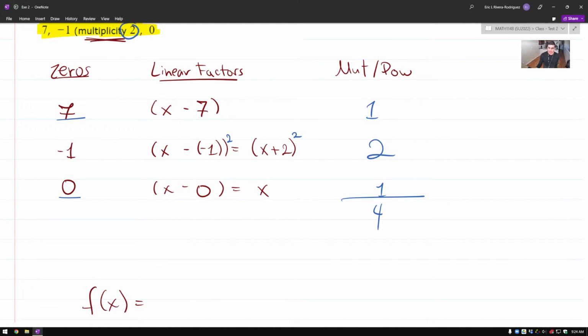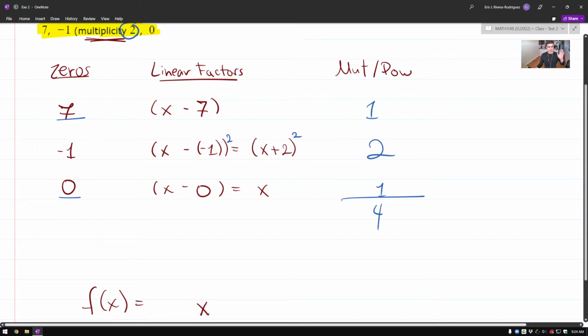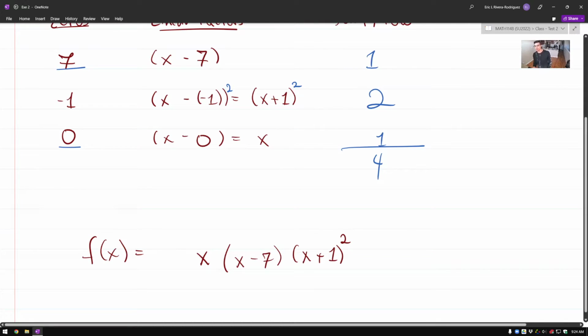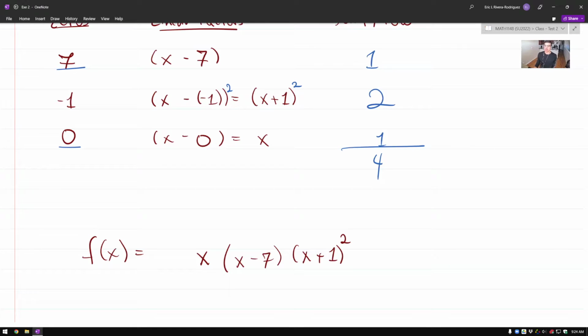So we have the 3 factors. If I have a factor of just x, I always like to start with the factor x, but the order here is not important. So then I will put x minus 7, and x plus 1. The zero is -1, so x minus minus 1 is x plus 1. Okay, so x plus 1 has a multiplicity of 2.